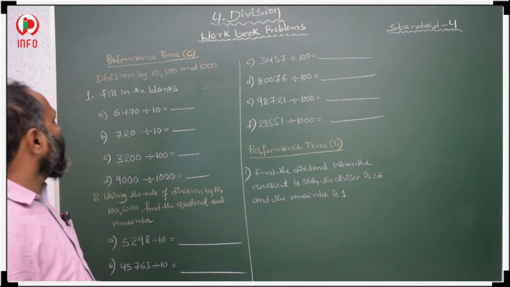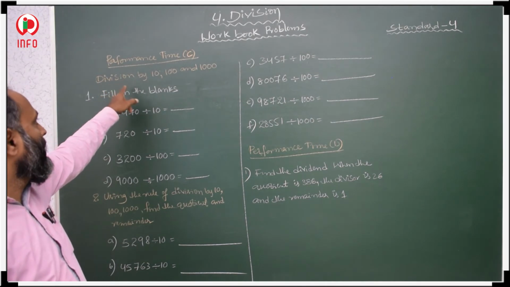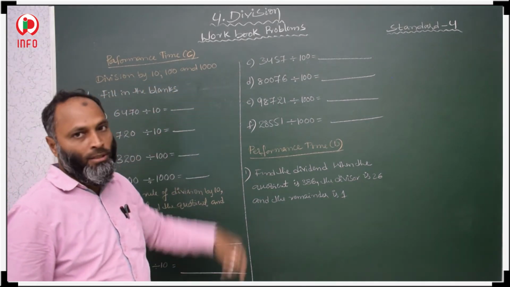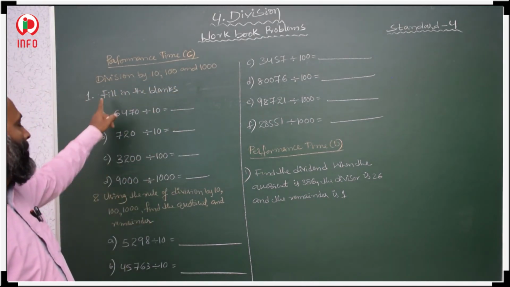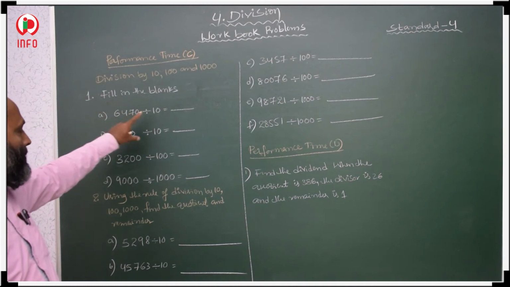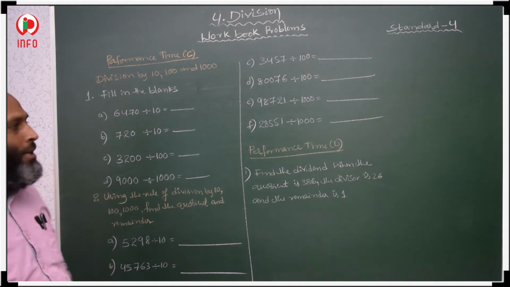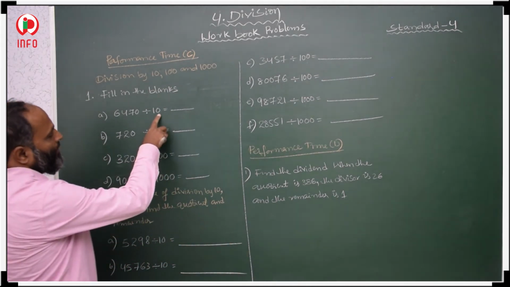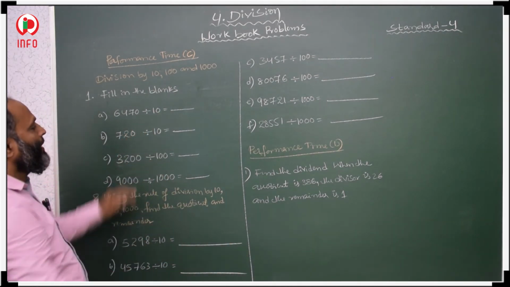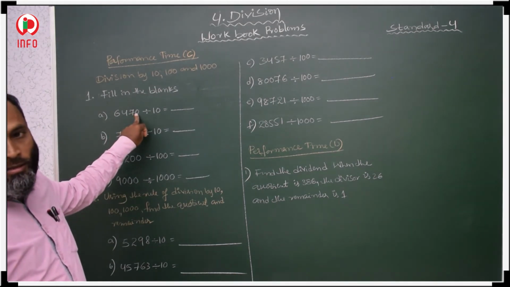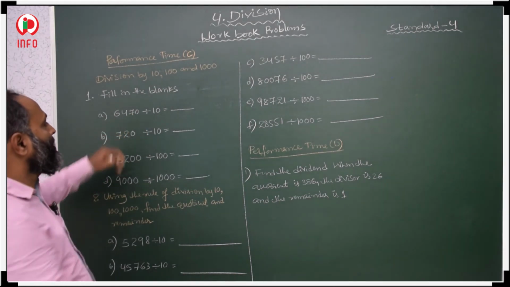Now here performance type C. So here division by 10, 100 and 1000. So we have to fill the blanks. Divided by 10, divided by 100, divided by 1000 is given. So when it is divided by 10, the last digit is the remainder. Here 0 is the remainder. So no need to take it. The answer is 647.